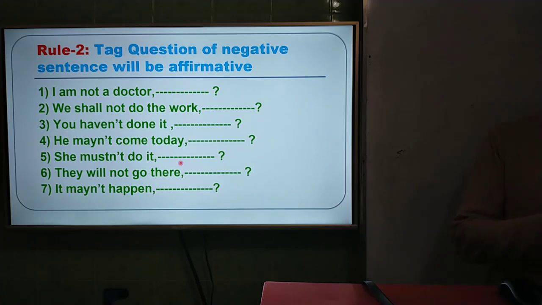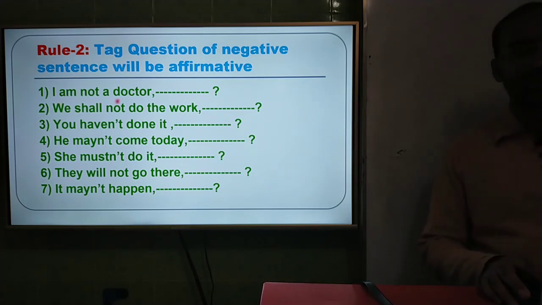And I told you that if the sentence is affirmative, the tag question will be negative. If the sentence is negative, the tag question will be affirmative. And there are 7 sentences here, all in negative form, negative sentences. So all tag questions will be affirmative.